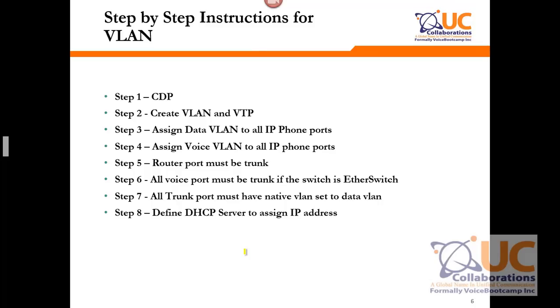All voice ports must be trunks if it is an EtherSwitch module. Although you can configure without a trunk, sometimes it can cause problems. We can just simply ignore the fact that it is an IP phone connected to it. We're going to trunk it, because every Cisco IP phone has a built-in 2-port switch. That means you could have multiple VLANs coming through that too. Who knows? So always trunk the switch voice port on the EtherSwitch module. You must make sure that all trunk ports have a native VLAN set appropriately, and define a DHCP server to assign IP addresses once the infrastructure is ready.